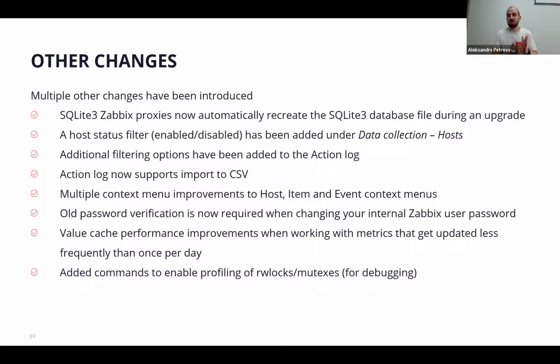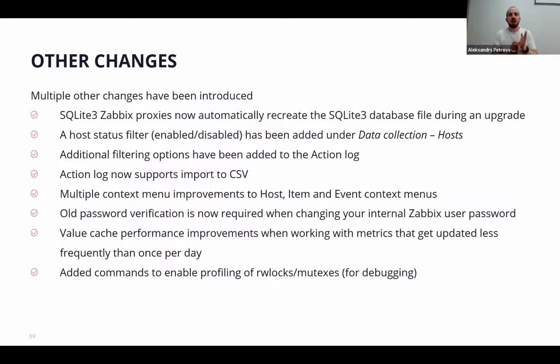And again, a whole set of smaller yet very notable changes. So SQLite-free Zabbix proxies can now automatically recreate their own SQLite database, so you don't need to remove a file anymore, which makes it, again, faster and more automated. Host status filter, is it enabled or disabled, added under data collection hosts. Additional filtering options have been added to the action log. And action log now supports export to CSV.